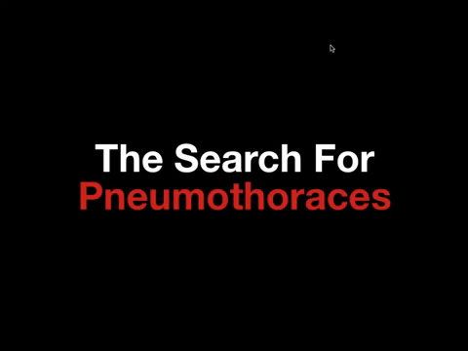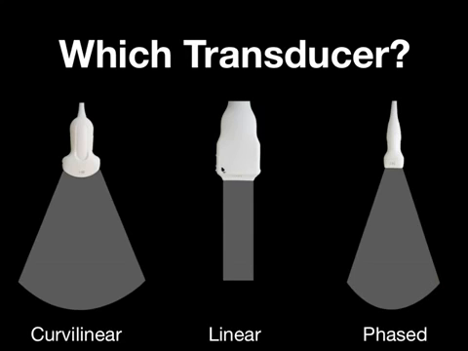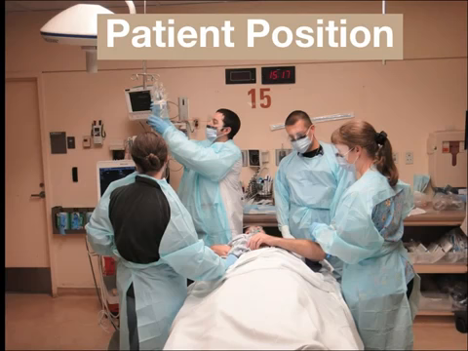Let's now look at how we can use the eFAST exam for the detection of a pneumothorax. Although most physicians in this country will use a linear transducer for the detection of a pneumothorax, you can use a curvilinear or a phased array transducer. So any of these will be usable for this study. This exam can be performed with the patient in any position, but in most critical patients, this exam will be performed with the patient in the supine position.